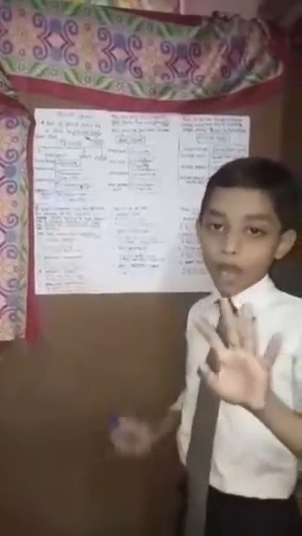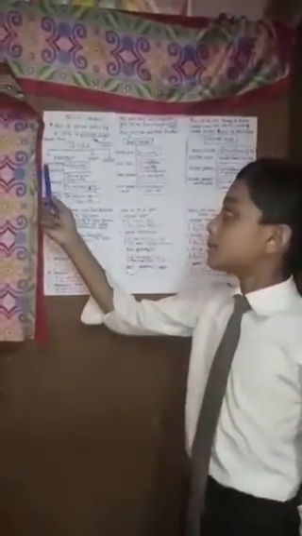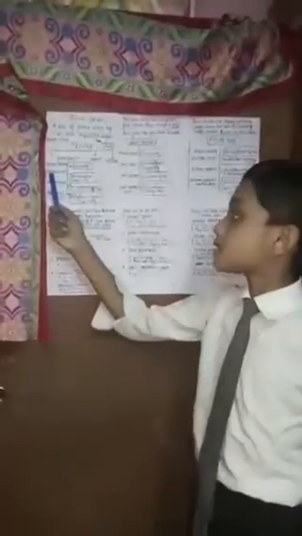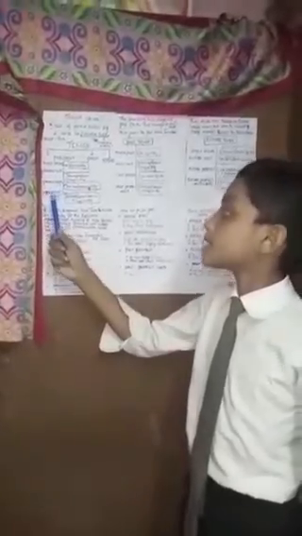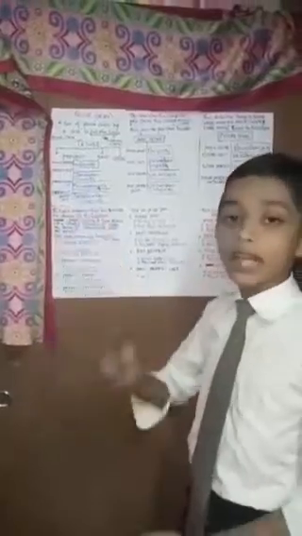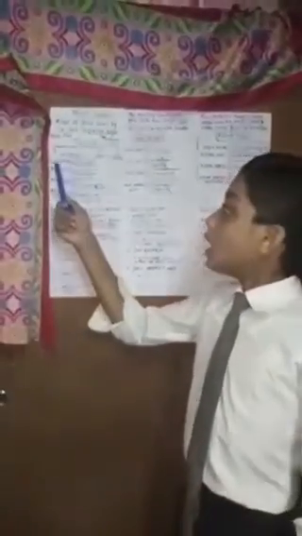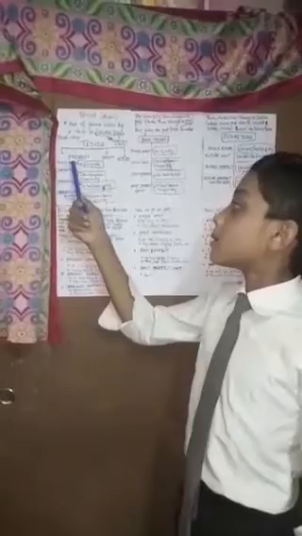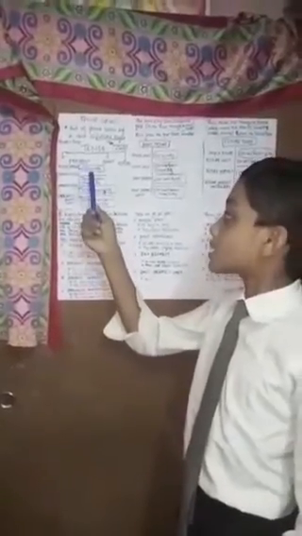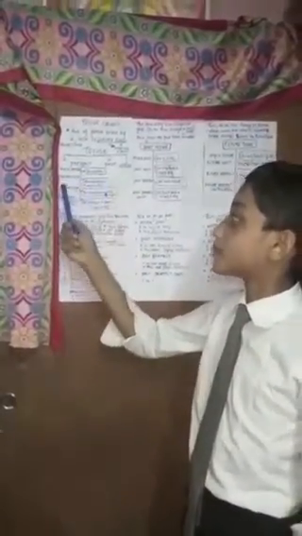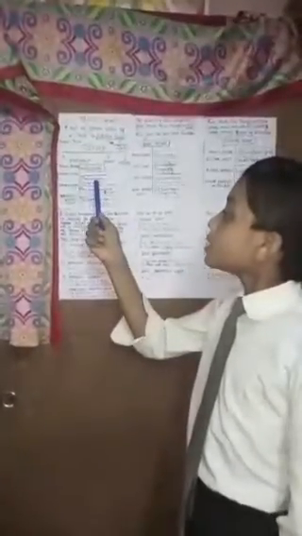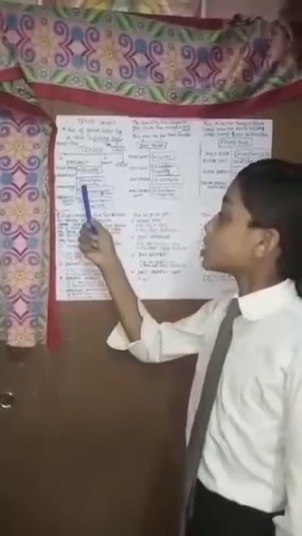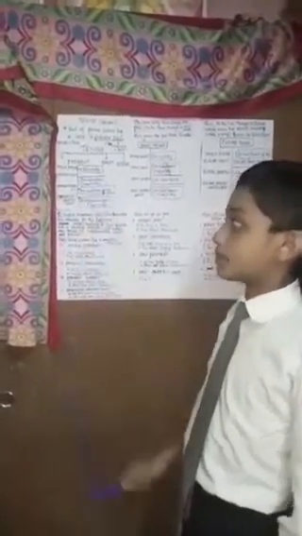They have their formulas. First, simple present. Second, present continuous. Third, present perfect. Fourth, present perfect continuous. Simple present: subject plus V1 plus object. Present continuous: subject plus am, is, are plus the ing form of the verb plus object.